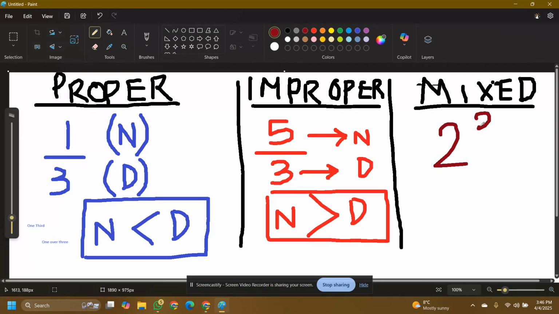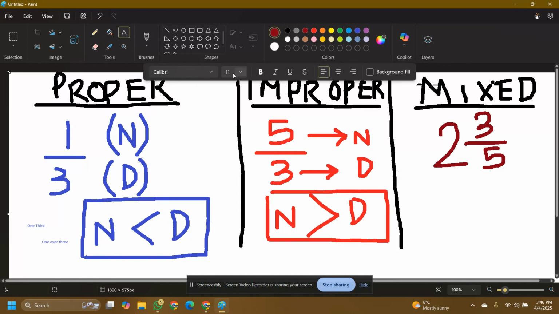2 3/5. You can call it 2 3/5, or you can call it 2 3/5. Let me write that for you over here real quick. So it's called 2 3/5, or it's also called 2 3/5. Okay, so you have two names for that.